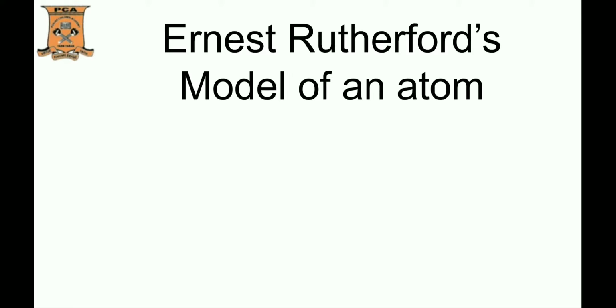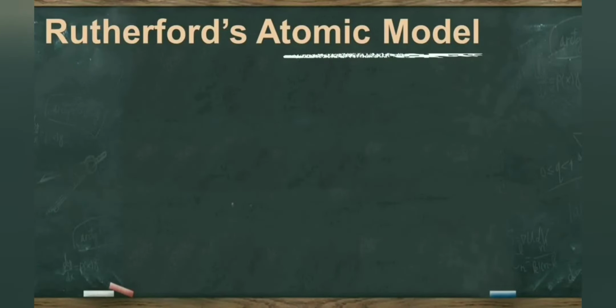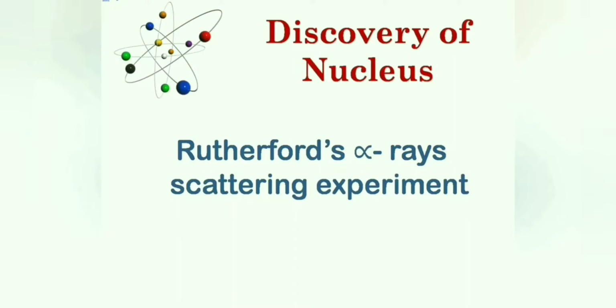As you know, J.J. Thomson had proposed a model of an atom, but his former student Rutherford conducted a lot of experiments to explain the structure of an atom, and he proved that the model suggested by J.J. Thomson is incorrect. Rutherford performed a lot of experiments which led to the discovery of the nucleus.